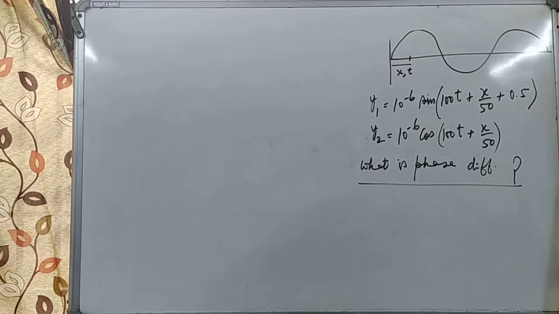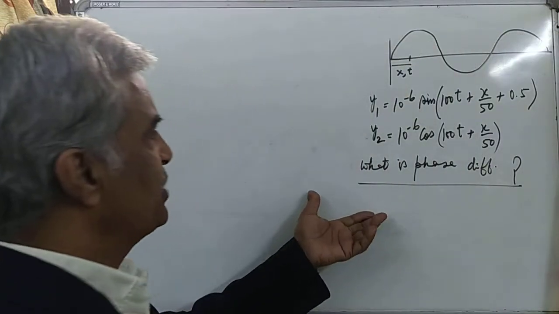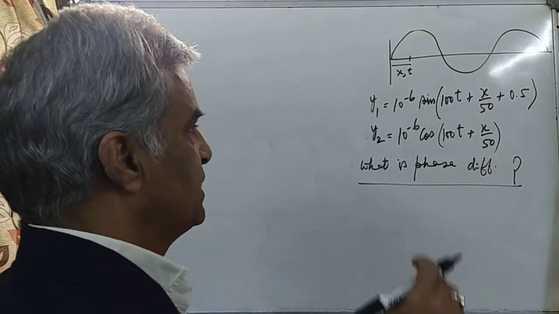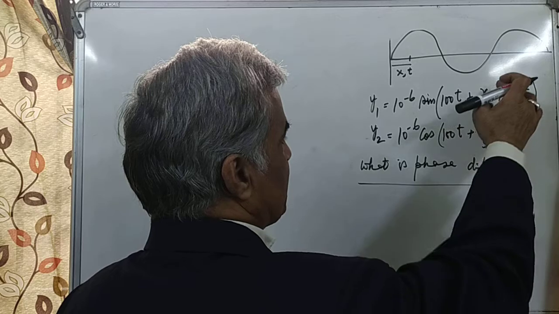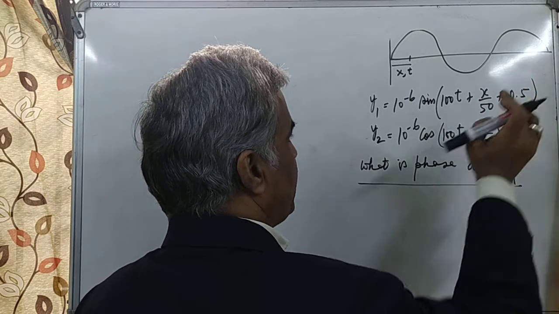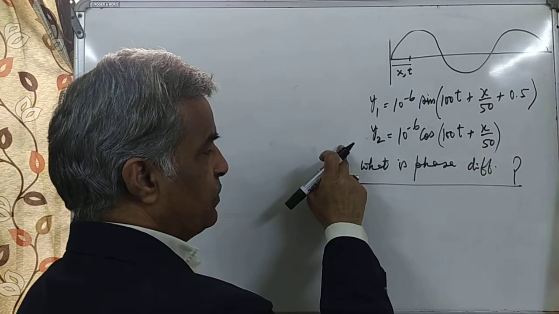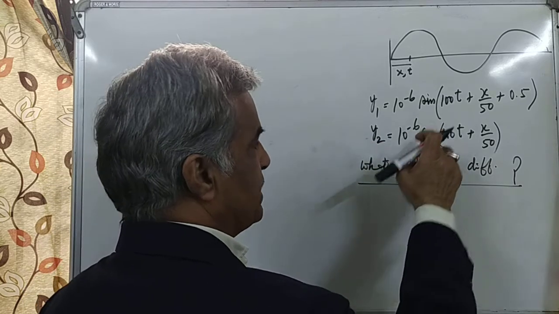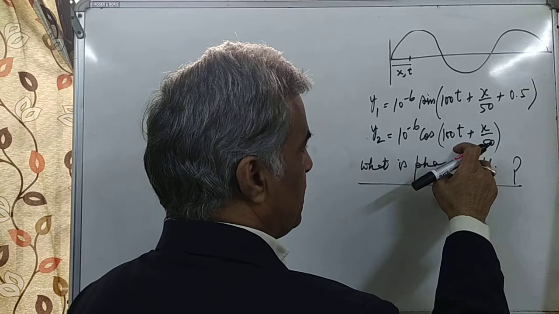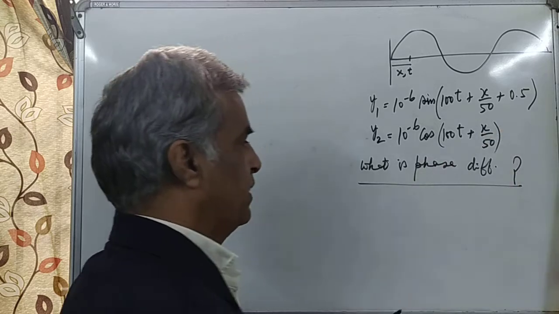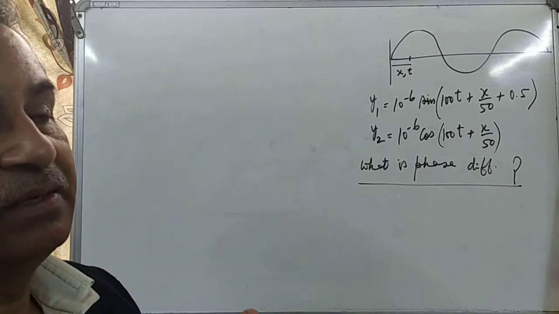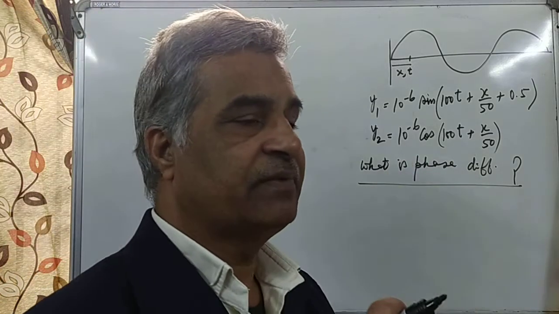Hello students, this is the question. y1 equals 10 to the power minus 6 sin(100t + x/50 + 0.5) and the second wave equation is y2 equals 10 to the power minus 6 cos(100t + x/50). So what is the phase difference? There are two waves. Between two waves, what is the phase difference?